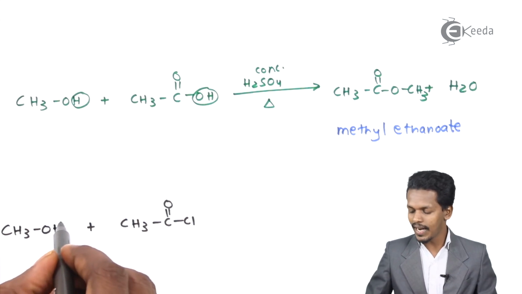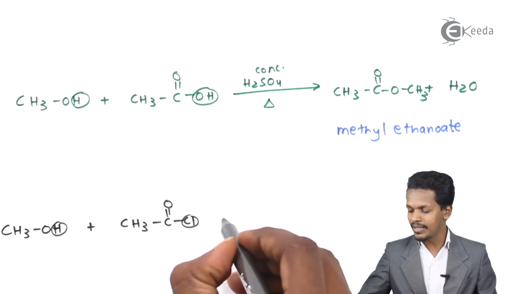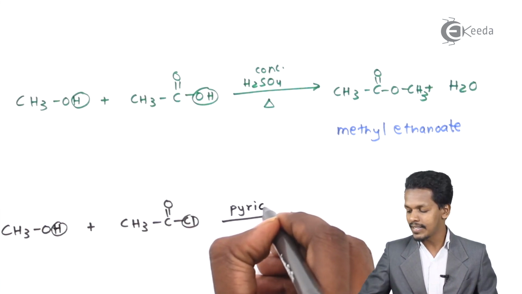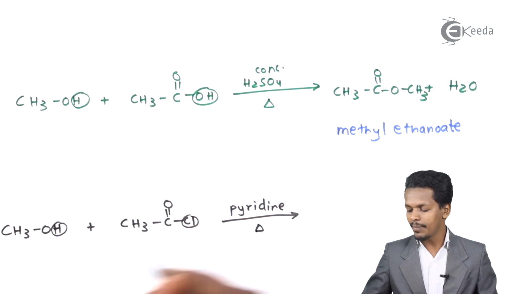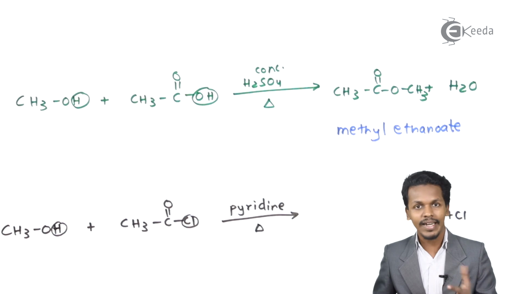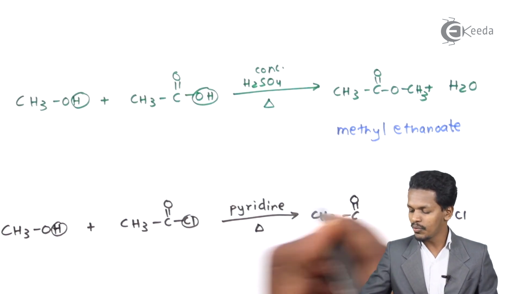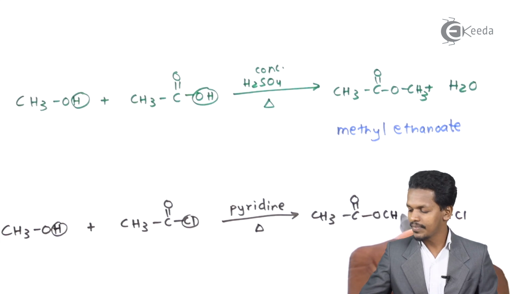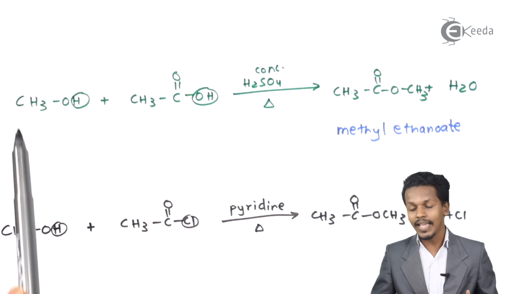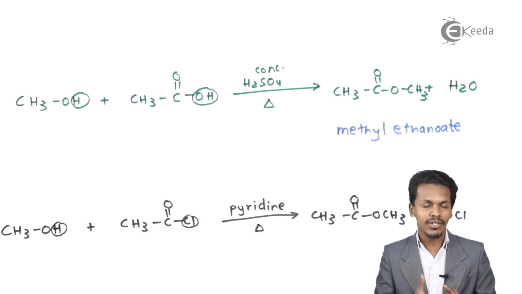In this case, the hydrogen and the Cl will be removed in the form of HCl. The condition is that we have to have a solvent, that is pyridine. At high temperature, the HCl will be removed as a byproduct, and the main product that we get is CH3COOCH3. Again, the same product, methyl ethanoate, by using the same alcohol. So this is how we can prepare the ester from alcohol.